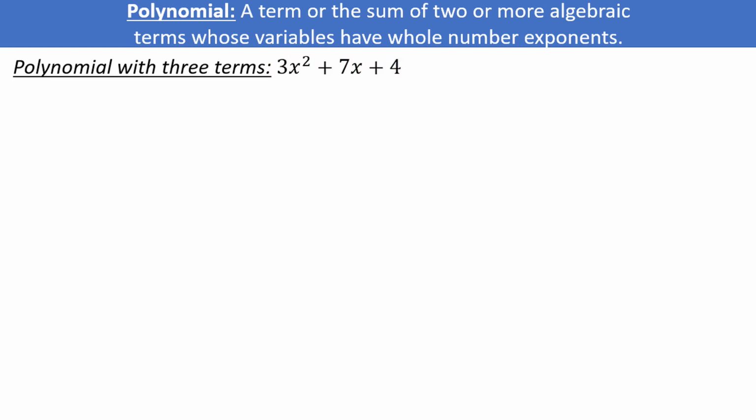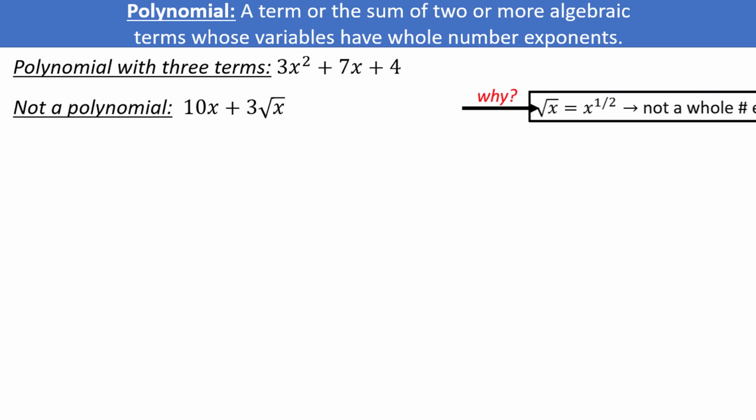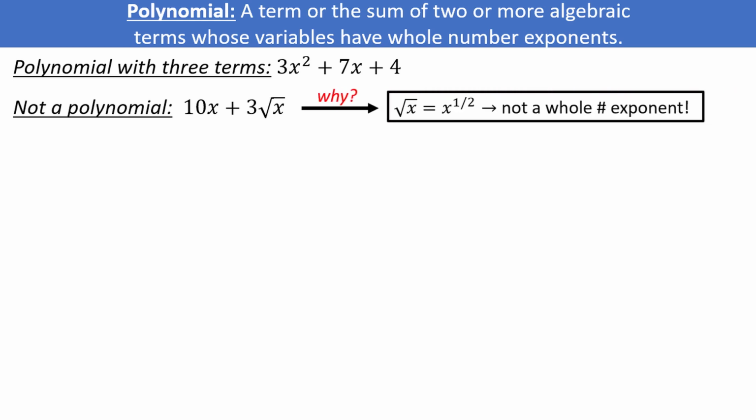The expression 10x plus 3 square root x is not a polynomial, as the square root of x is the same as x to the 1/2 power, and only whole number powers are allowed for polynomials. Also, expressions with transformations of variables, such as logs, constants raised to variable powers, and trigonometric functions are not classified as polynomials.